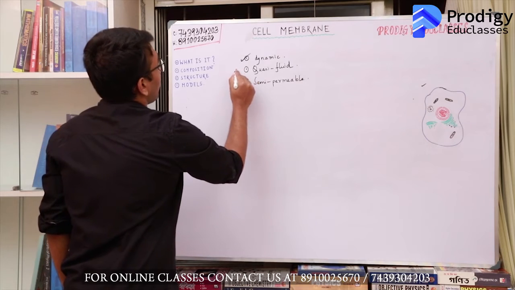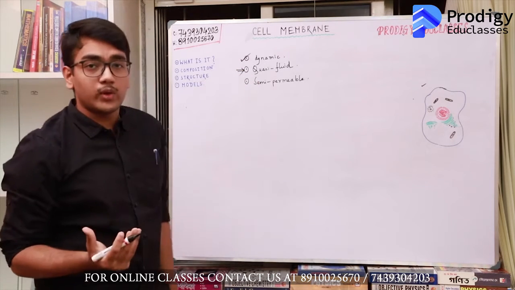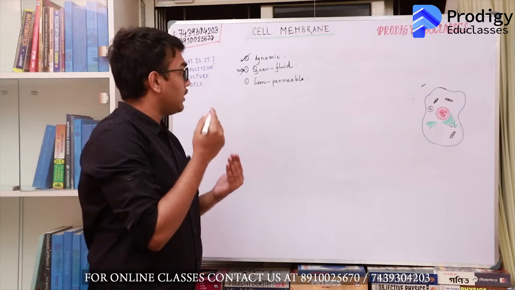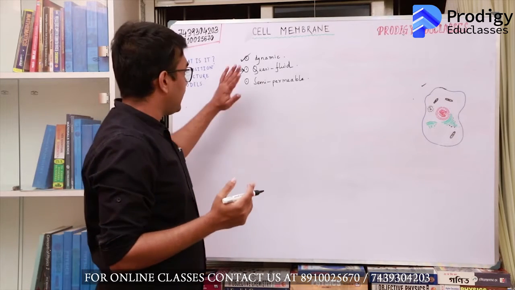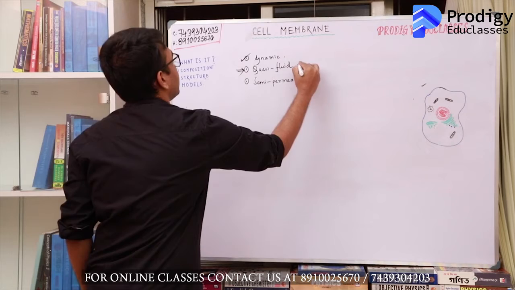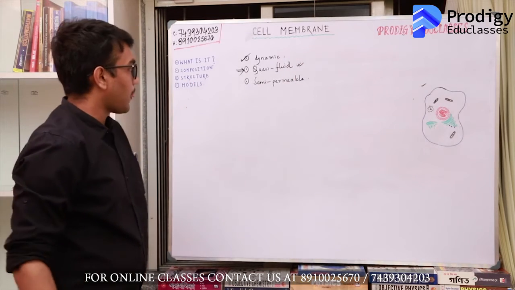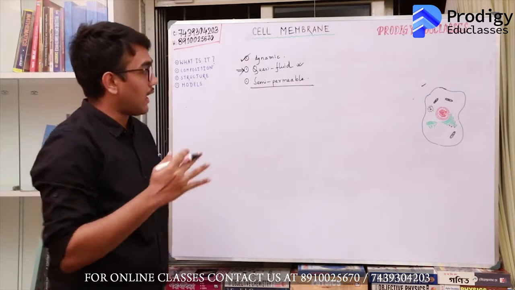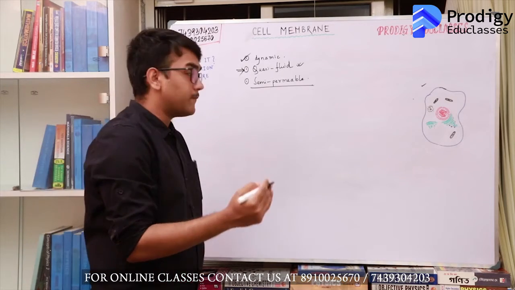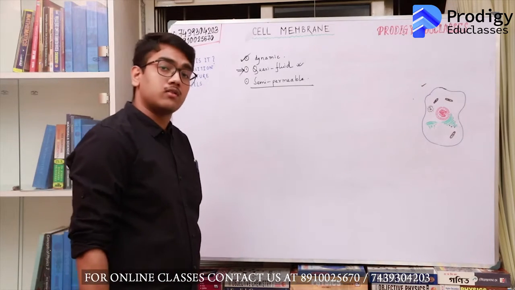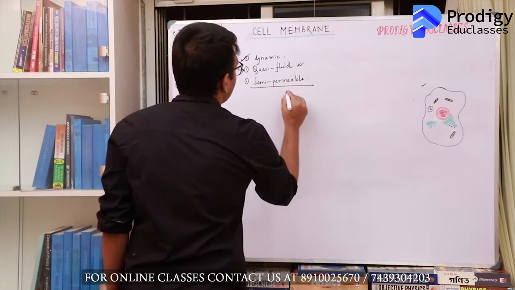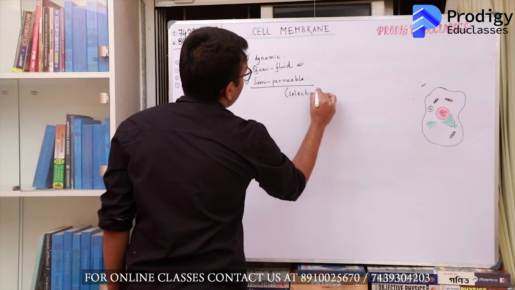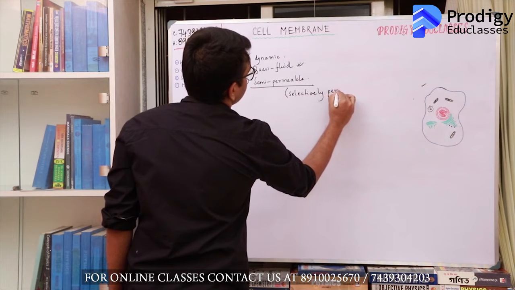Number two is it is quasi-fluid in nature. What does quasi-fluid mean? Means it behaves like a fluid but is not exactly a fluid. You will get to understand this term better as we discuss the structure of the cell membrane. And what do we mean by semi-permeable? By semi-permeable we mean that it allows some substances to pass across it and it does not allow other substances to pass. Okay, a better term here would be to say that the cell membrane is selectively permeable.